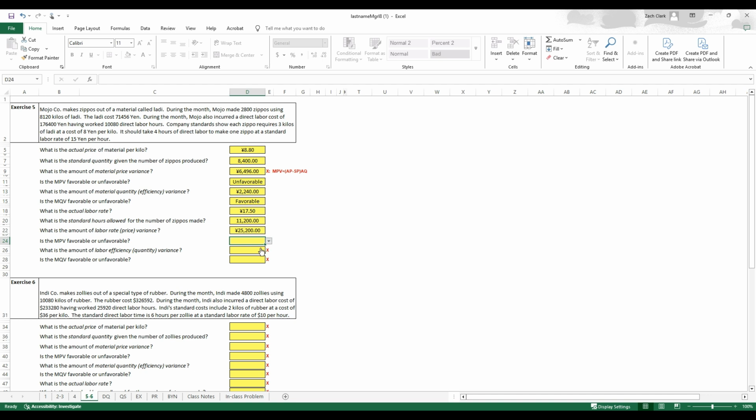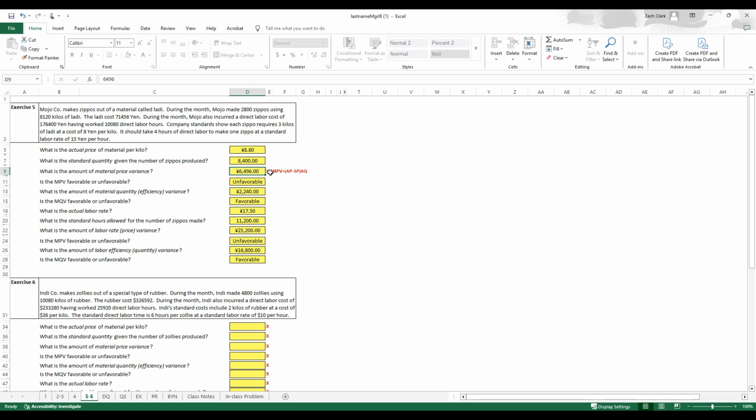That one came out right. And that was unfavorable because we were paying more yen per hour than we expected. The amount of labor efficiency variance is 16,800. That one is favorable. And then we're just left with this one that is being weird.